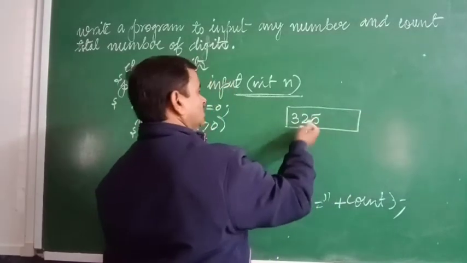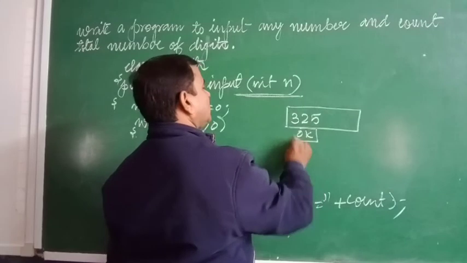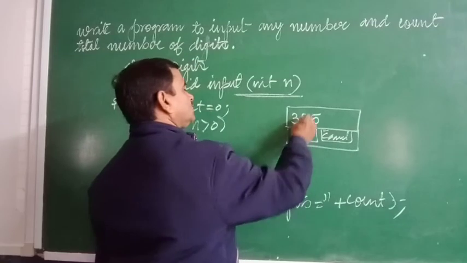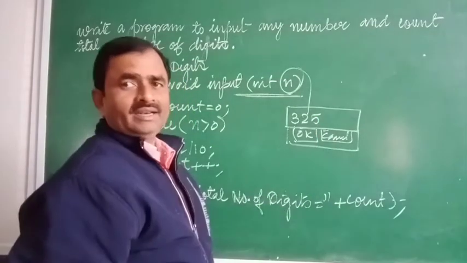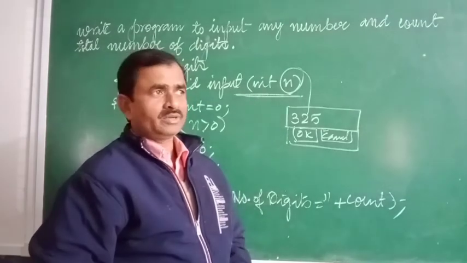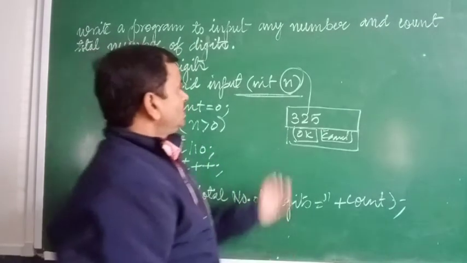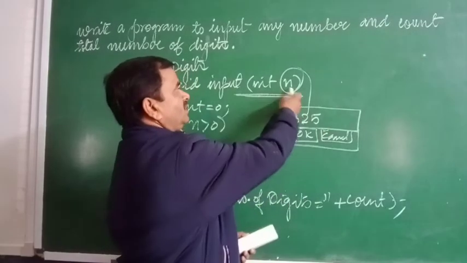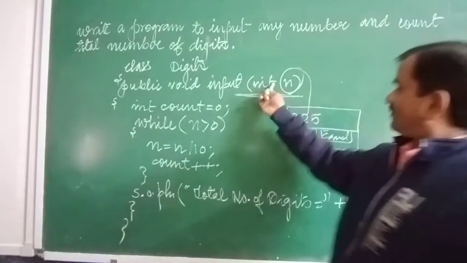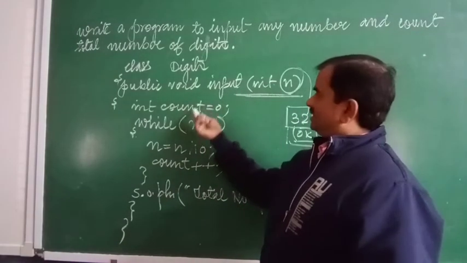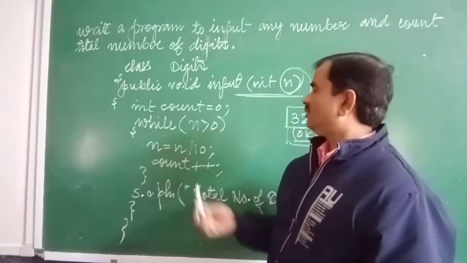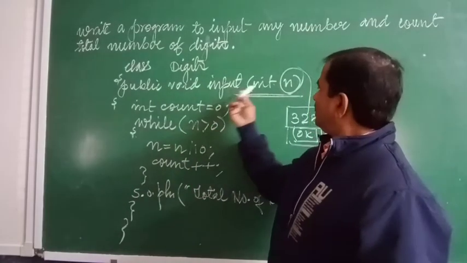After clicking on OK button or pressing enter key, this 325 will be stored in variable n. You are aware about it already. You know you have done different types of inputs in the computer program. So the value which you have input is stored in variable n, right? Hereafter the value of n is 325. If it is not modified anywhere, the same value will be read after the method line.